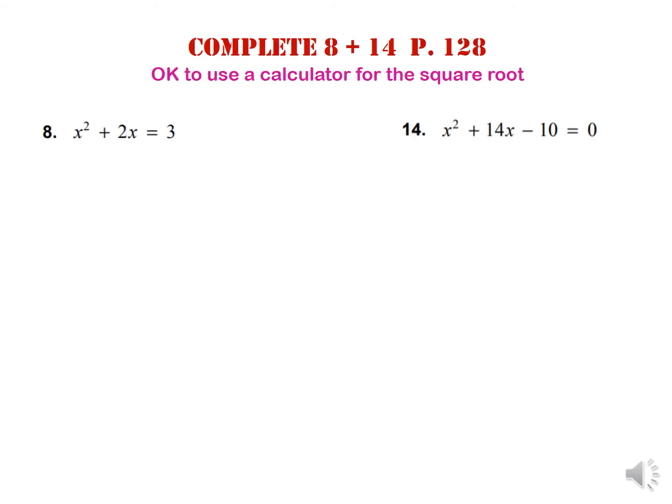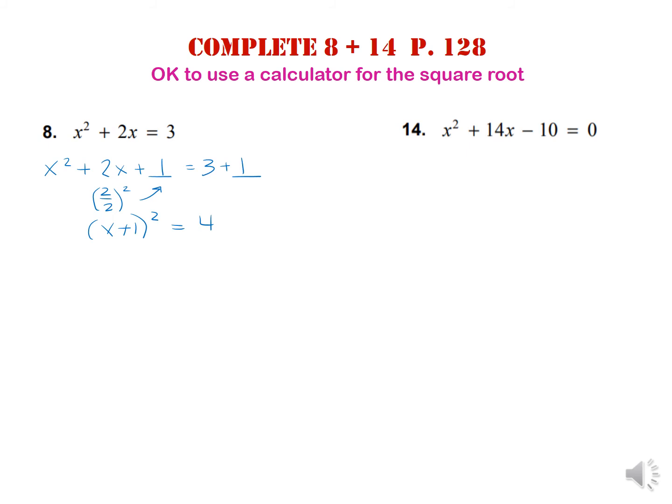Okay, let's do a couple in the book. So first thing I'm going to do, and you can stop and try these on your own. Okay, so we're going to go plus blank equals 3 plus blank. 2 divided by 2 is 1. 1 squared is 1. So I factor (x plus 1) squared, I forgot that part, equals 4.